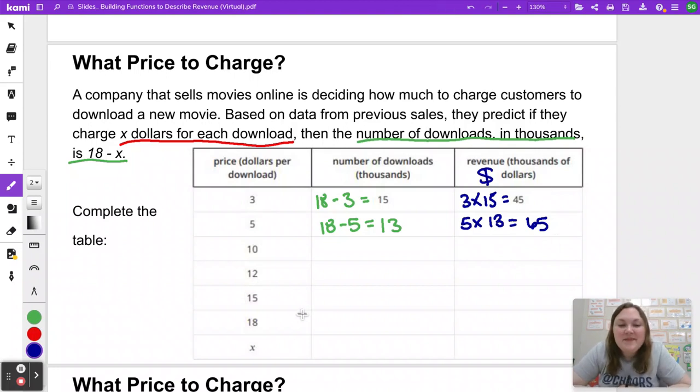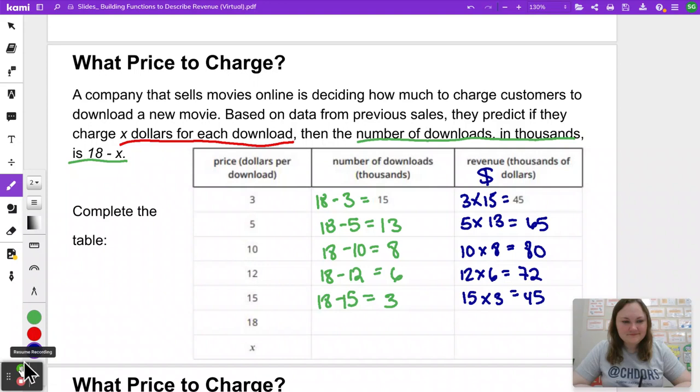That's interesting. Go ahead, use these first two as examples and pause the video to fill in the table for the remaining prices. Don't worry about X yet. Just focus on $10, $12, $15, and $18. Okay. I went ahead and I filled in the next couple.